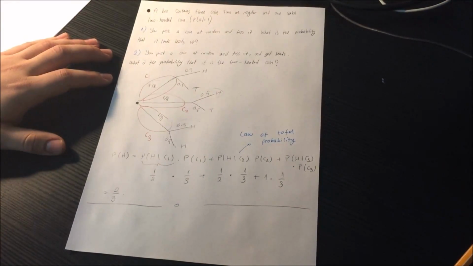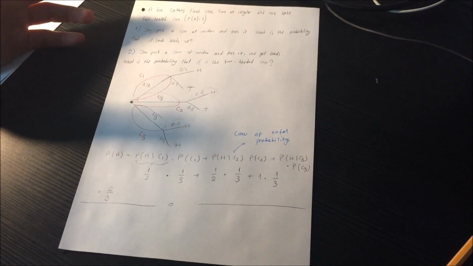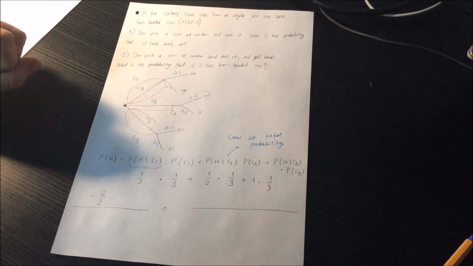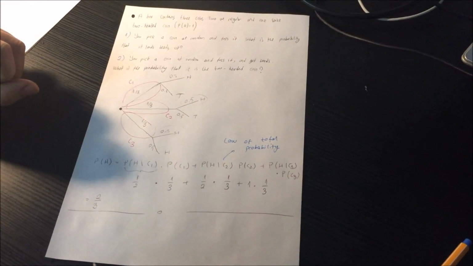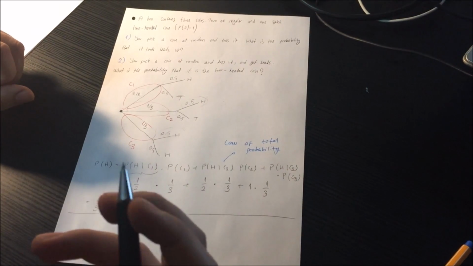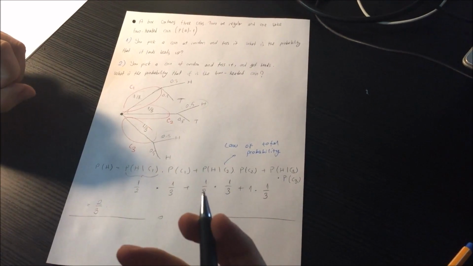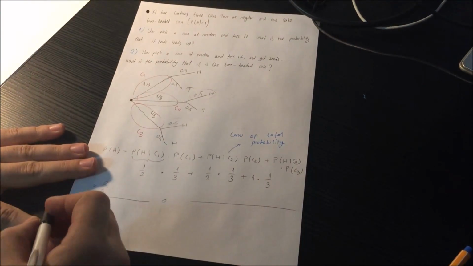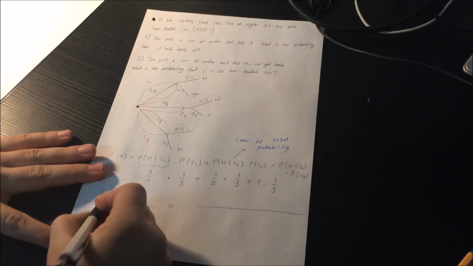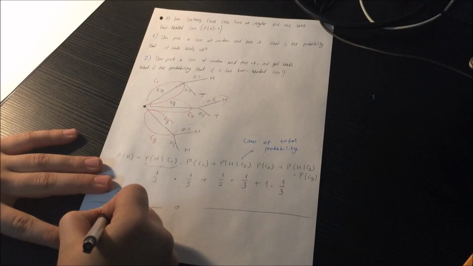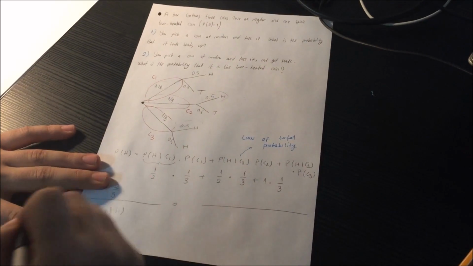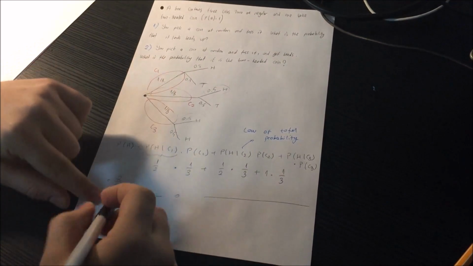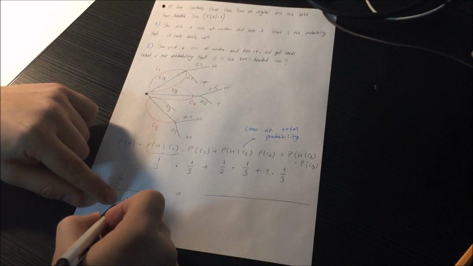And the second question: you pick a coin at random, toss it and get heads. What's the probability that it is the two-headed coin? So we know it is heads, and it asks what's the probability that it is the two-headed coin. So it is actually asking for the probability of C3 given H, because we know C3 is the two-headed coin, and we already know we got heads.